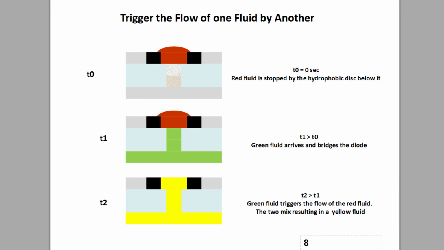At time equal to 0, a drop of red fluid is loaded on the top or reverse side of the diode and remains there. From the bottom side, a green fluid approaches, which dissolves the surfactant and begins to render the hydrophobic region hydrophilic, allowing the green fluid to penetrate throughout the diode and bridge it, thus triggering the flow of the red fluid. The two mix, resulting in a yellow color.